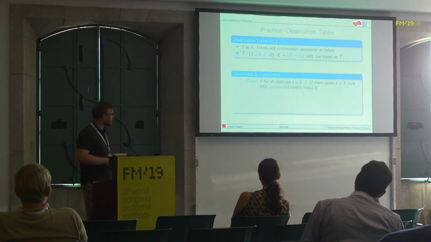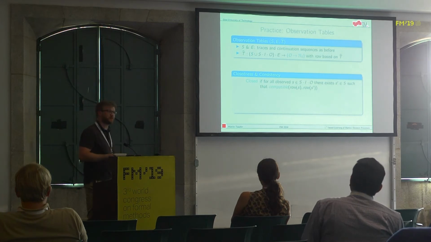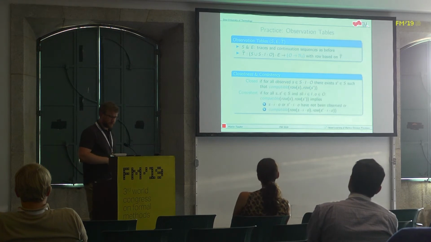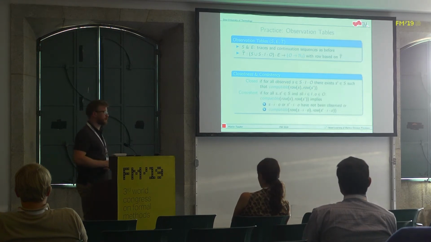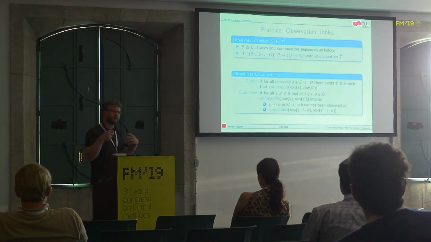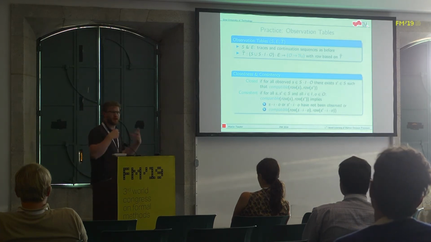Again, we adapted closeness and consistency. Here we simply plug in the compatible function. So here we require for all input-output extensions of strings in S that there needs to be a string in S that is compatible. And we, for consistency, require for all compatible rows that either their input-output extensions have not been observed, so we have no information about them, or they are compatible as well.